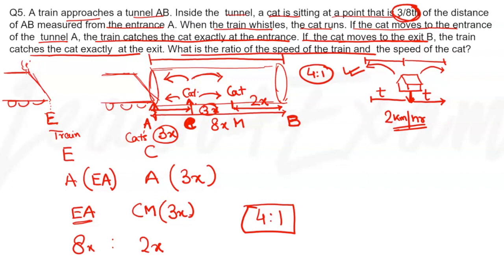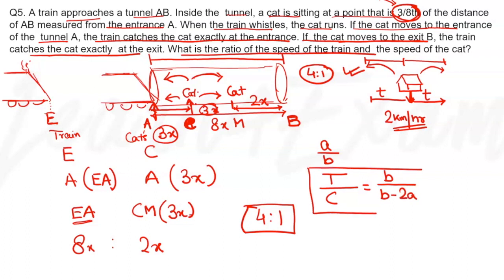Now what is a shortcut for this? A shortcut for this problem depends completely upon the distance of where the cat is in the tunnel. If the distances are A and B, the ratio of train to cat is equal to, so please understand this very nicely, B divided by B minus 2A. This is the ratio between the train and the cat: B divided by B minus 2A.